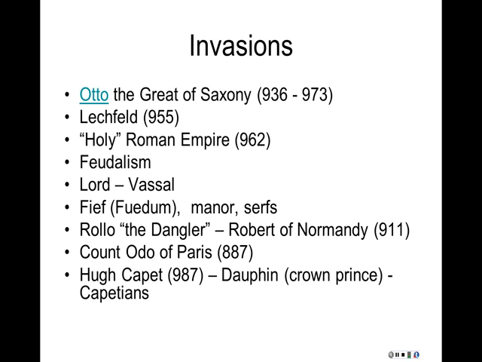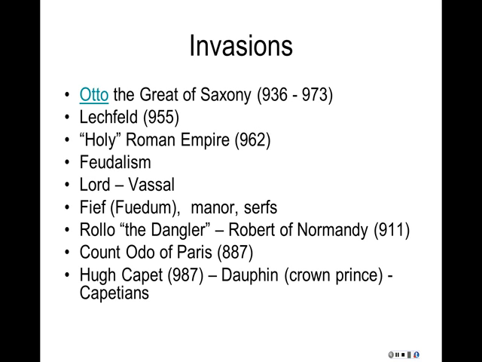Now, France, by far, suffered the most depredation because they were attacked on all three sides. Vikings from the north, Saracens from the south. Some Hungarians made it all the way and attacked southern France. So the French were really a mess. Now, the problem that France had was that they had no strong leaders.